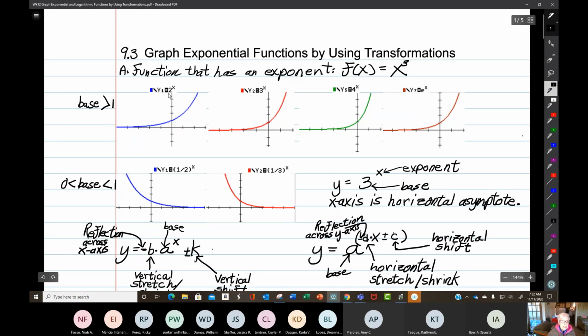Anyway, the base, which is the big number that holds up the exponent, is greater than 1 on all of these, so you have a graph that looks like this. It rises constantly. It rises for its whole domain. It's a constantly increasing function.